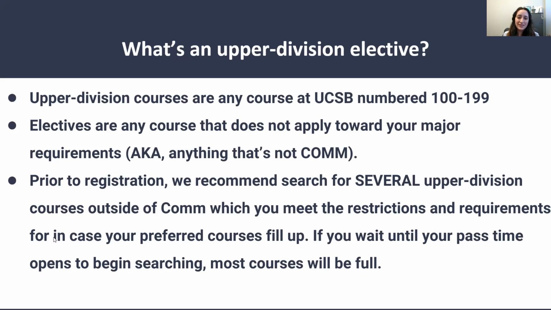If you decide to wait until your pass time to begin searching for upper division electives, by then most of them will be full. So it's a really good idea to begin looking for those ahead of time and have backups. And just as an example, if any of you are enrolled in our Transfer Edge summer program, right now you're taking INT 188C and Ed 117M. Because these courses are not comm, they're considered electives, and because they're numbered between 100 and 199, they're considered upper division.